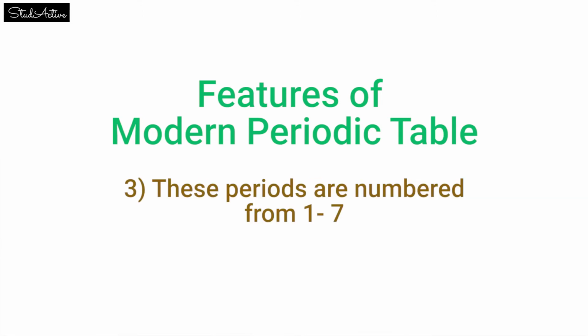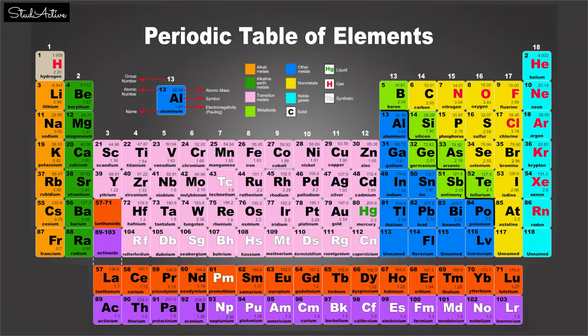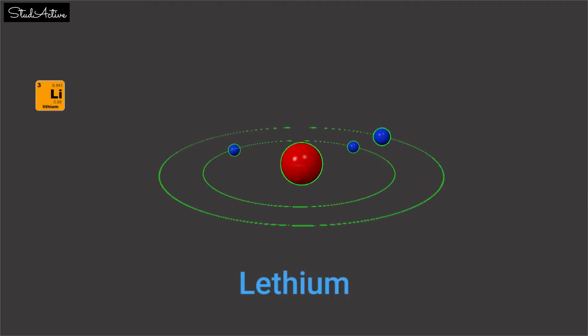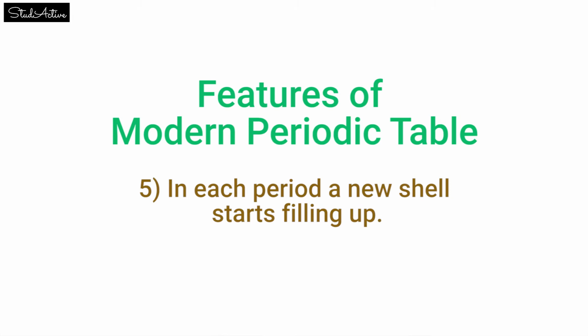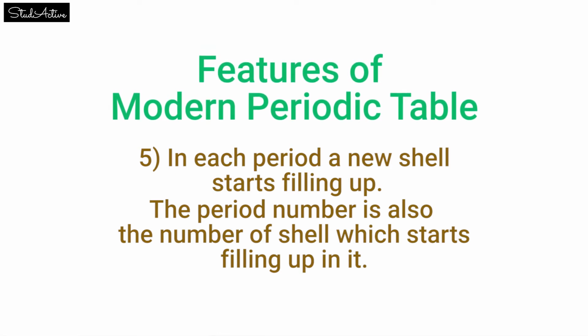Next point, these periods are numbered from 1 to 7. Elements in the same period will have the same number of shells, which is equal to the period number. Let us take an example. Hydrogen, which belongs to period 1, also has 1 shell. Lithium, which belongs to period 2, has 2 shells because we know that the atomic number of lithium is 3. Hence, its electronic configuration is 2, 1. Next point, in each period, a new shell starts filling up. The period number is also the number of the shell which starts filling up in it.